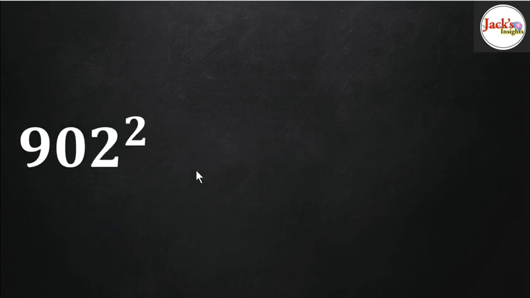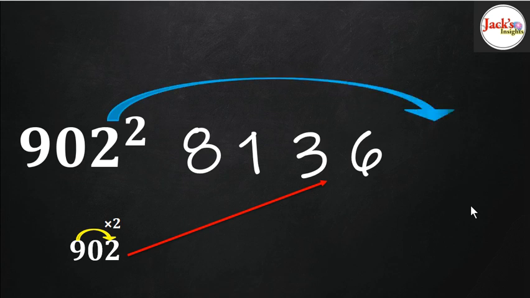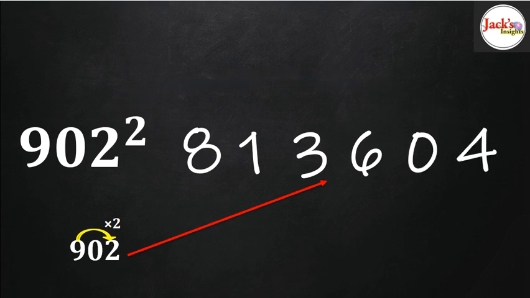902. Okay, so square of 9, that is 81. And then proceed to twice the product of 9 and 2. So that is the third step. So 9 times 2 is 18 times 2. We have 36. And the square of 2 written in two-digit form, that is 04. Okay? So the square of 902 is 813,604.